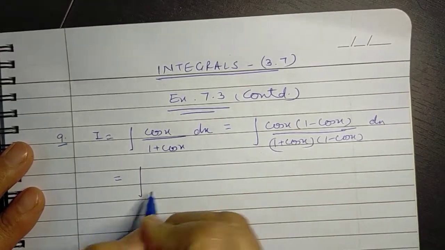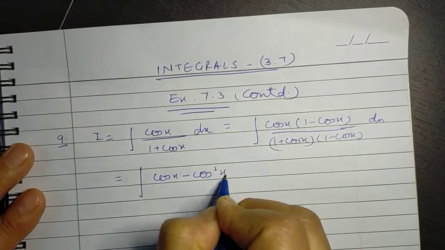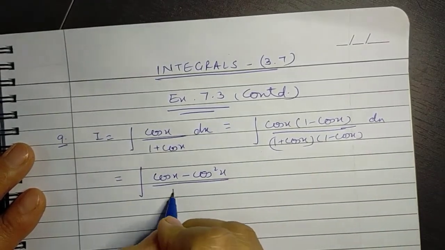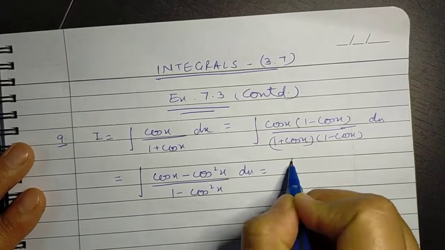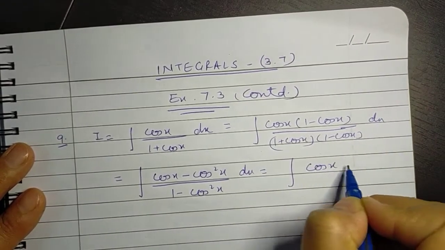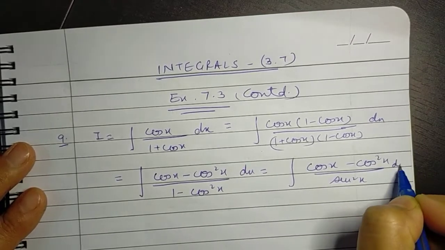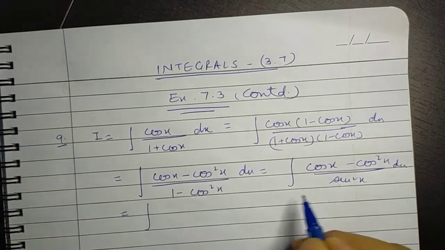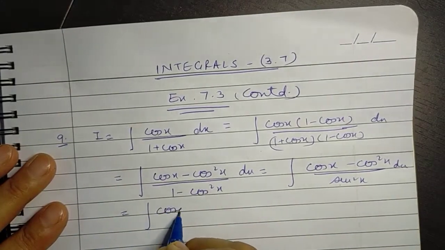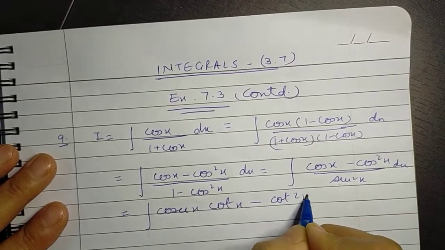Now here what does this become? You open it, you get cos x minus cos squared x, whole upon 1 minus cos squared x. But 1 minus cos squared x is sine squared x. So we open it, cos x over sine squared x comes out to be cosec x cot x, minus cot squared x.